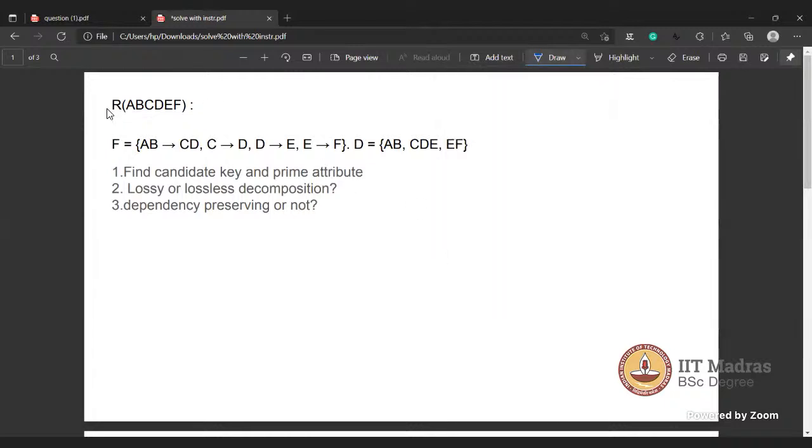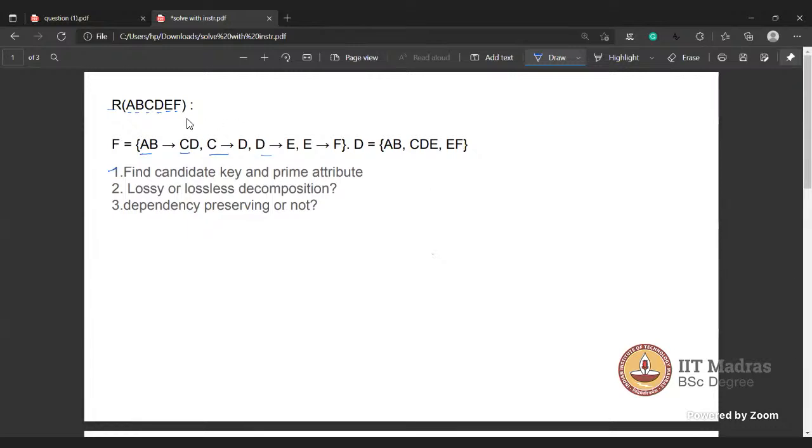There is one relation R and the attribute sets are A, B, C, D, E, and F. The functional dependencies given are AB determines CD, C determines D, D determines E, and E determines F. First, you have to find candidate keys and prime attributes. So, anyone want to volunteer how to find a candidate key? Okay, no issue. Am I audible? Yes, Subhendu, you are audible.